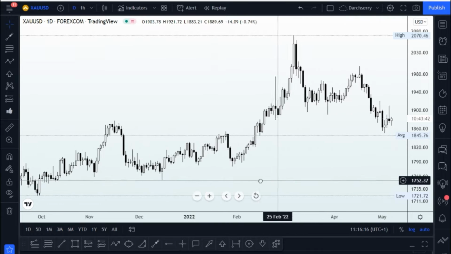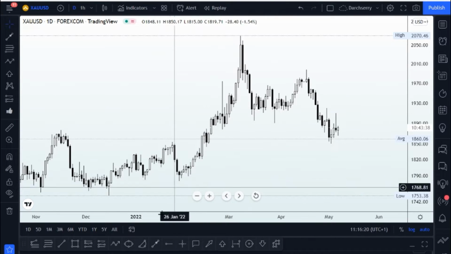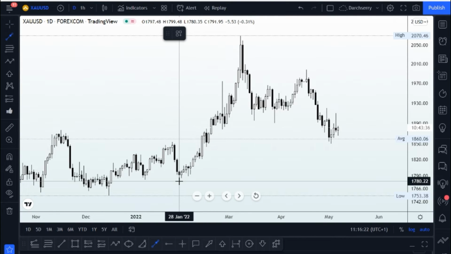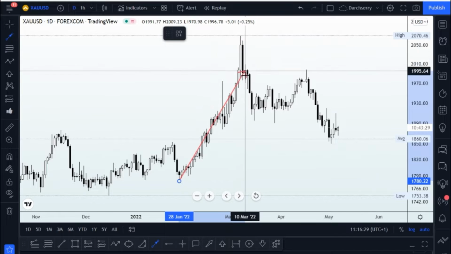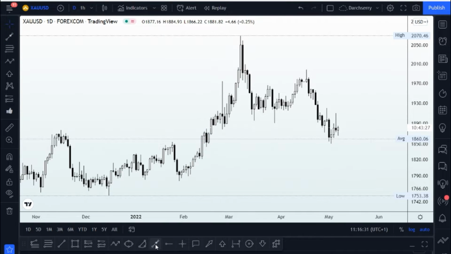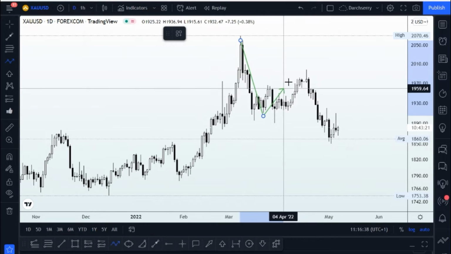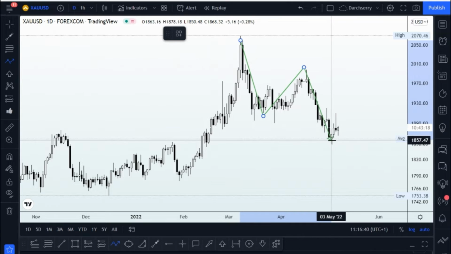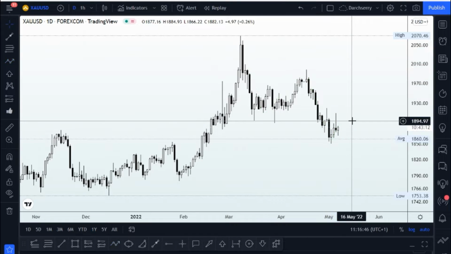So the first thing for us we see on the daily time frame is that we had an impulse leg which moved from, on the 28th of January, we saw that impulse leg move into the 2070 area before we saw the retracement phase that began in March move in phases in such a way that price moved into the 1850 area before we start seeing a consolidation phase that probably sends price to the upside.